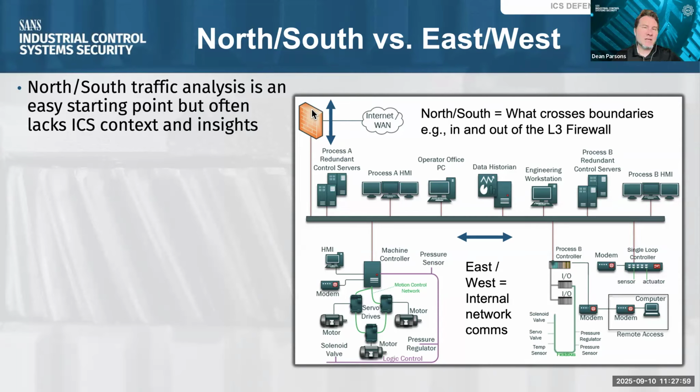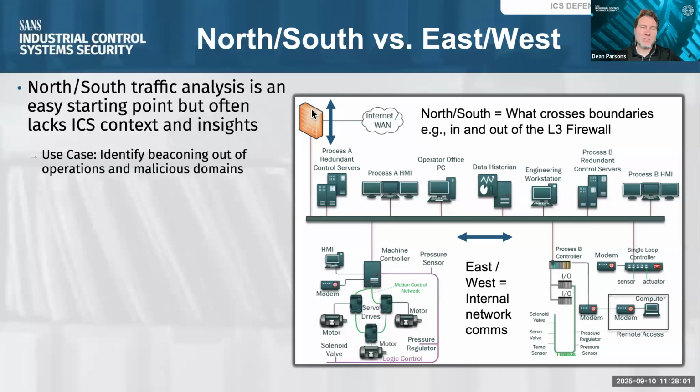So the idea is that you do have some use cases here, such as you can identify potential C2 activity, beaconing out from operations possibly to the internet, possibly to IT, malicious domain activity, etc. And yes, you should limit or not have or significantly restrict any outbound access from the ICS network, and also any inbound as well. But that's beaconing only at that edge in this case.